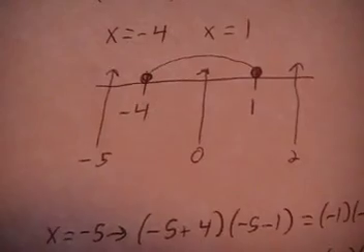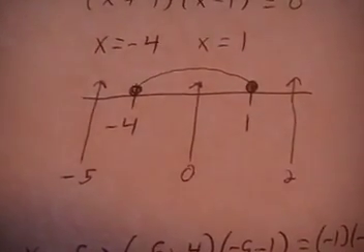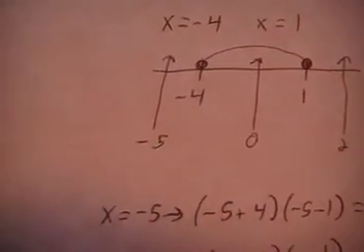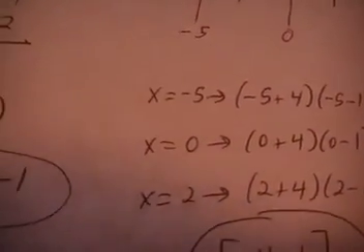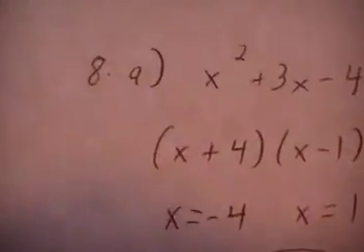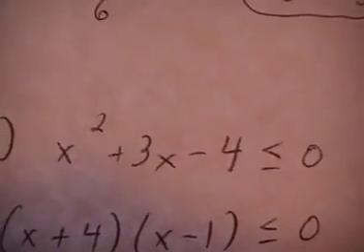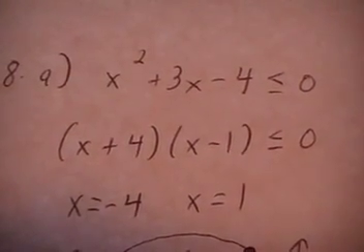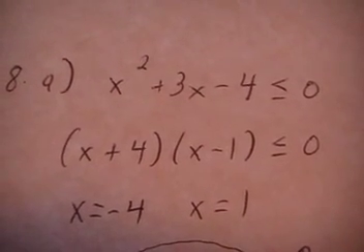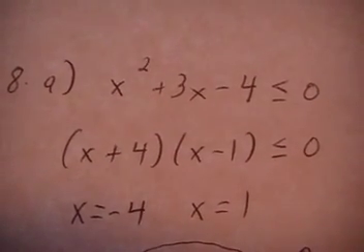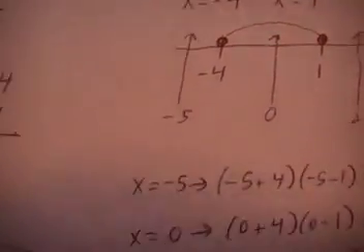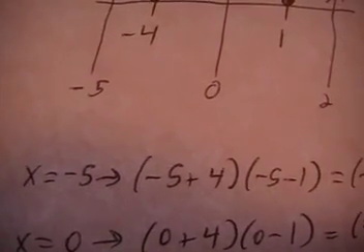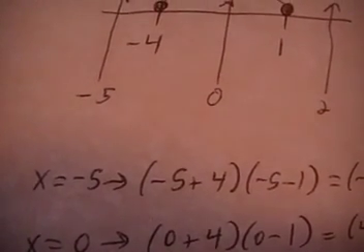So we want to check each of the 3 regions. Each of the 3 regions may or may not be in the solution. So I'm going to check -5, 0, and 2 by plugging them into this factored statement. You could plug them into the original, but it's a little quicker if you plug them into this factored one, the second line. Stick in -5 where both of those x's are. -5 plus 4 times -5 minus 1. That's what I'm doing down here.